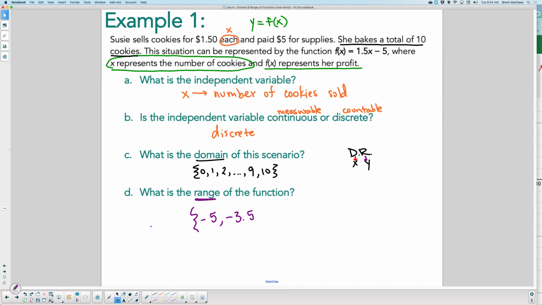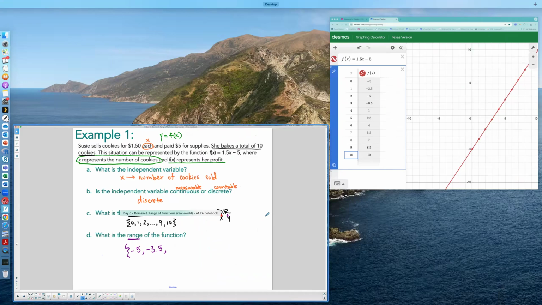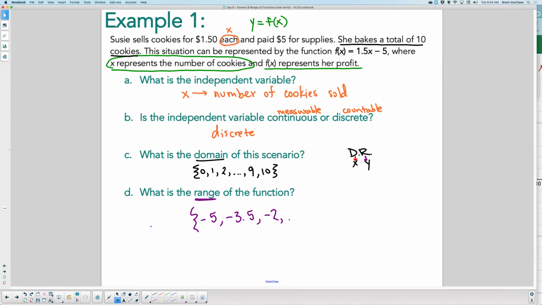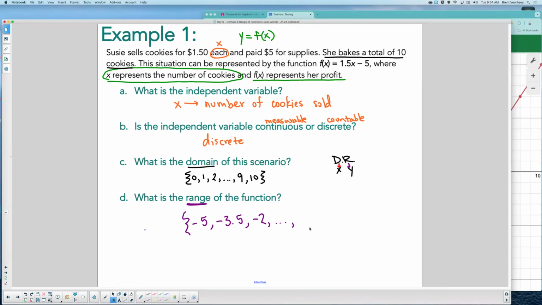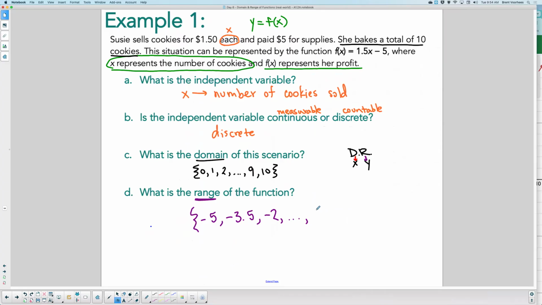-3.5. What's our next value? -2. -2, I agree. And now I'm going to do comma, dot, dot, dot, and we'll do the last two. What are the last two? 8.5 and 10. That would be my range for this situation. Technically, you could write them all out, but that's how we did it.